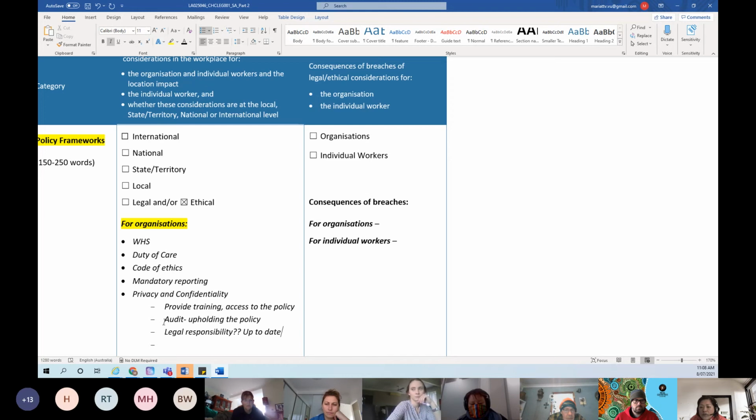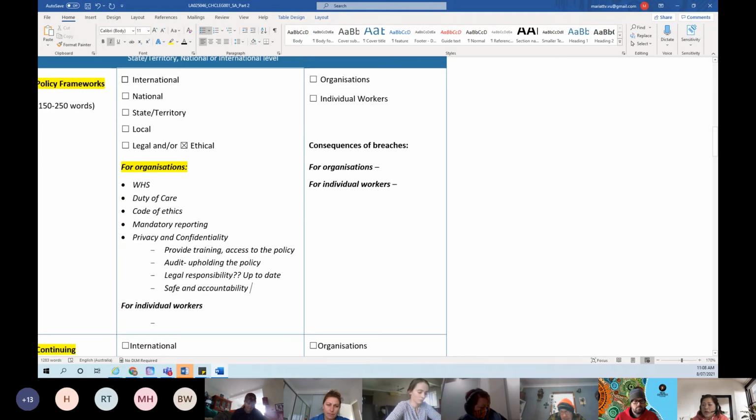We've got here safety, accountability, excellent. So all of this, the organisation needs to ensure that their staff know that in order for their staff to be safe and in order for their staff to have accountability with regards to what they're doing. So all of this is amazing. So you can include all of this in your answer. Accountability. All right.